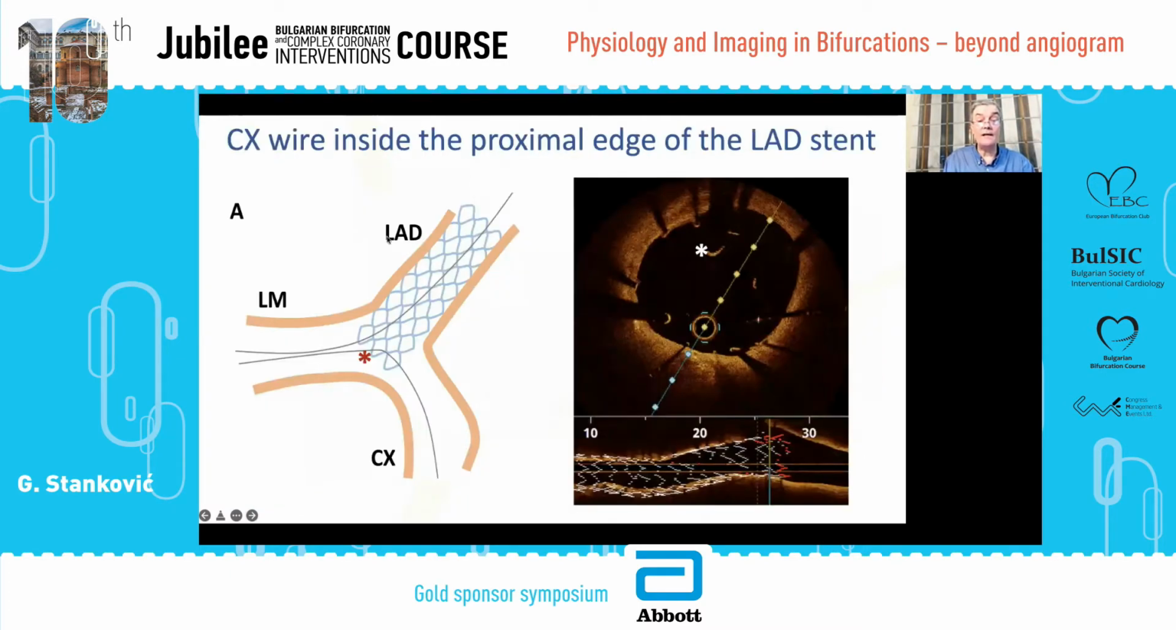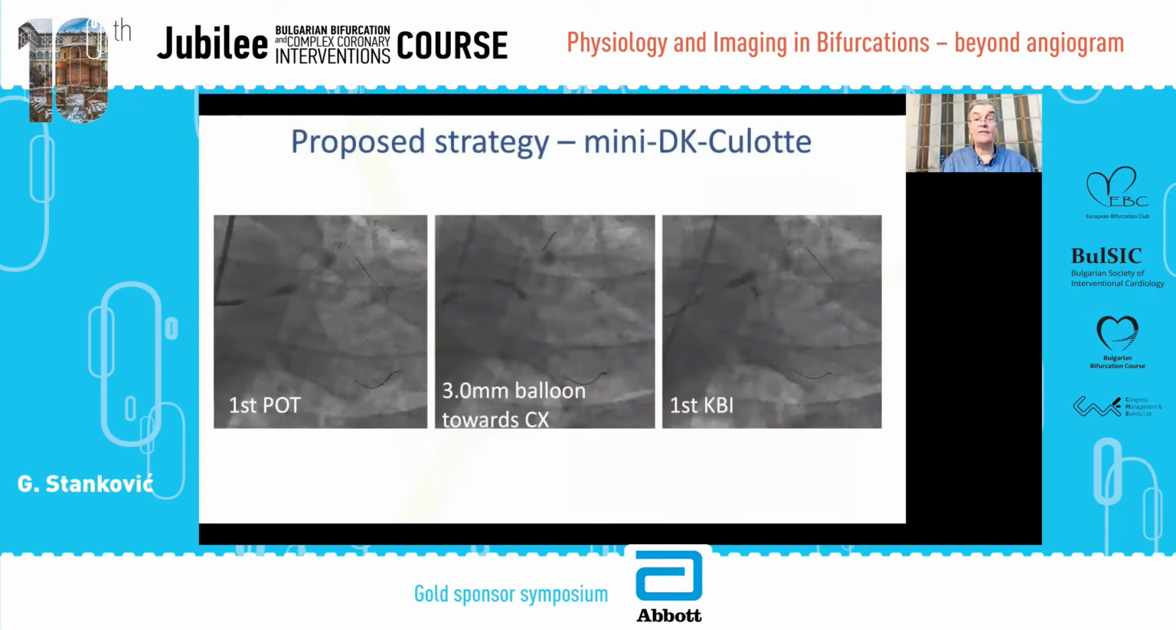So what was the idea? This is the protrusion, floating struts in front of the ostium. The idea was to use a wire through the stent struts, appose the strut appropriately inside the left main, and then cross over to double kissing culotte and fully expand both stents in the distal part of the left main.